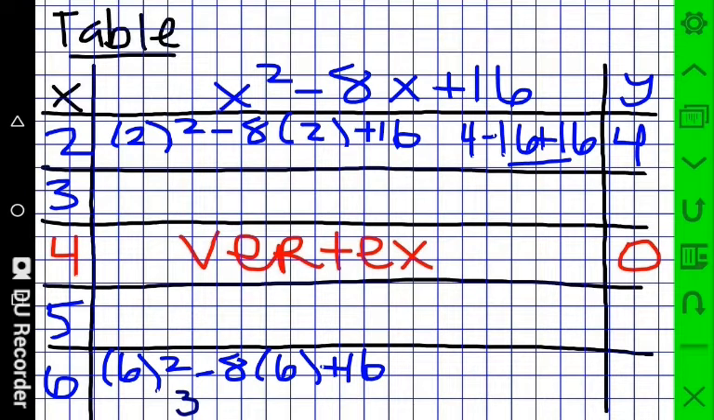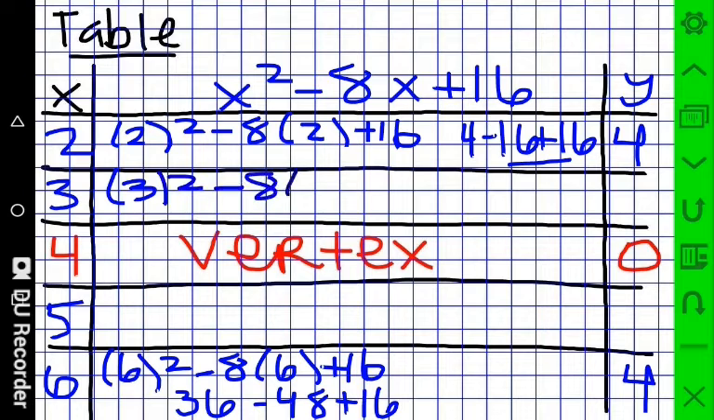We got bigger numbers, 36 minus 48 plus 16, and what we get here is a positive 4 as well. Okay, so here I'm going to plug in 3 squared minus 8 times 3 plus 16. Okay, 3 squared is 9. Negative 8 times 3 is negative 24 plus 16. What we get here is 9 minus 24, which is going to give us a negative 15, plus 16, which gets us a positive 1.